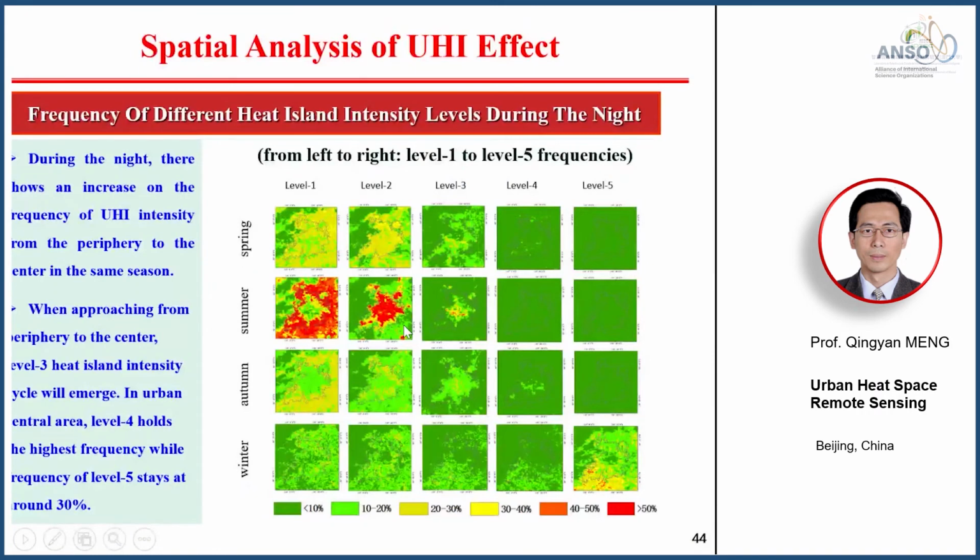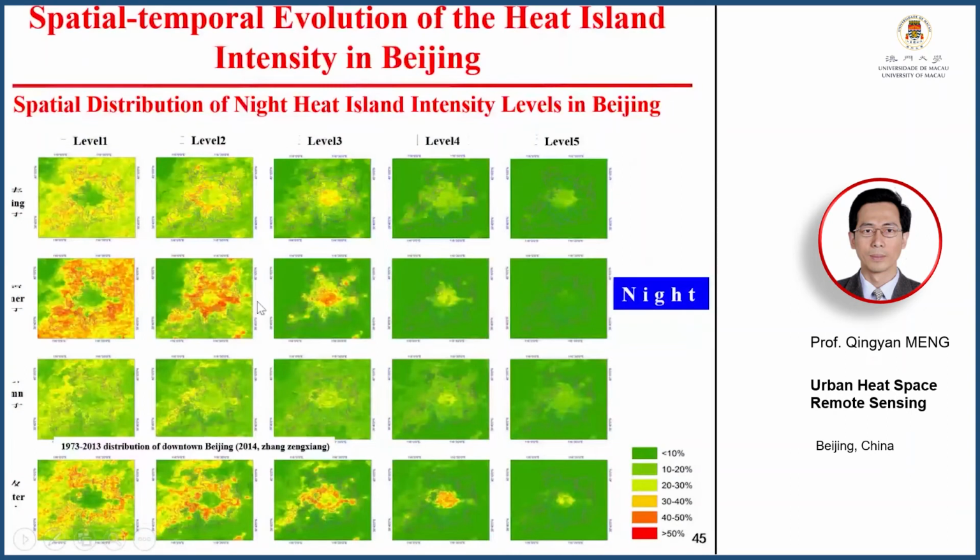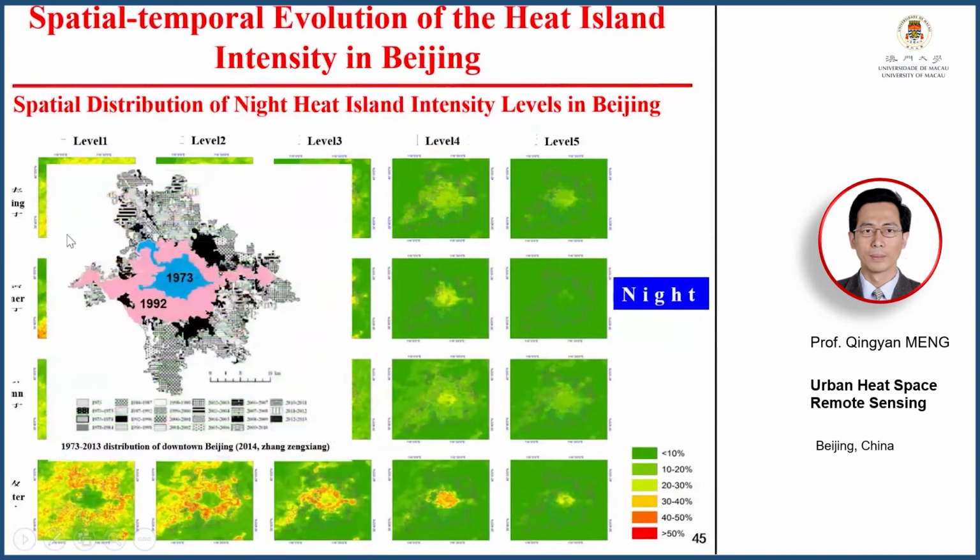And when approaching from the outside periphery to the center, the level 2 heat island intensity cycle will emerge. Okay, level 4 holds the highest frequency, while the frequency of level 5 stays at about 30%. Okay, this is the night appearance, just like the distribution of downtown Beijing.